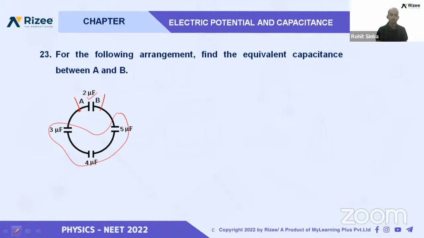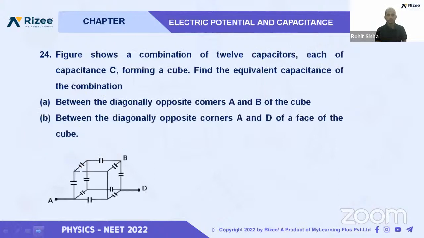Yes. Good. Now, let's see this question. I will tell you this question. We have 12 capacitors. This is a good question. This type of question usually comes in the current electricity chapter also. We have 12 capacitors.